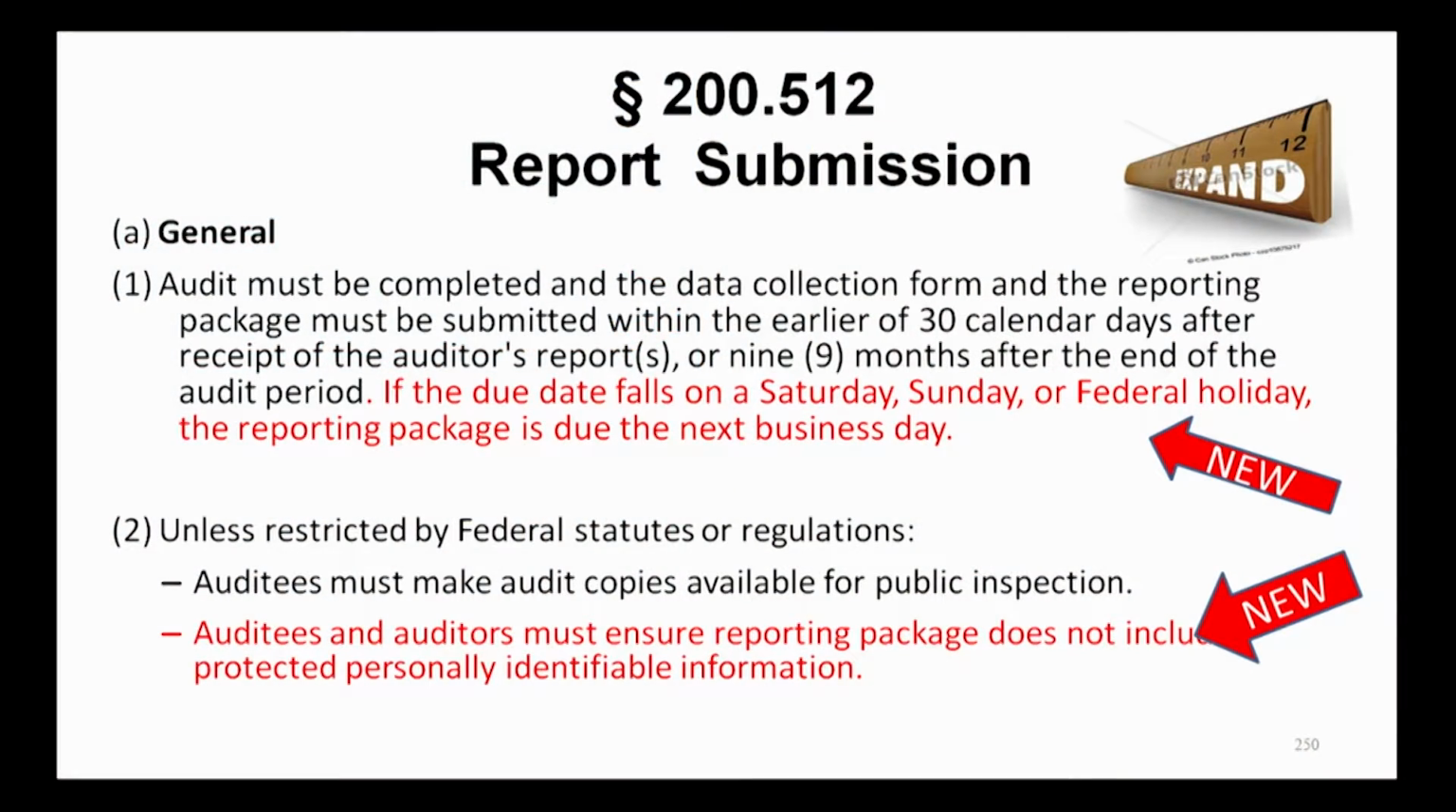512, paragraph A1, we only had 30 calendar days after, that was the verbiage for when the audit was due, 9 months after the end of the audit period. So now it's clarified, because unfortunately we do wait until the last minute. So I guess this has been an issue. It clarifies that if it falls on a Saturday, Sunday, or a federal holiday, the reporting package is due the next business day. So when you're writing that corrective action plan and getting that together, we have one more day. We have the weekend, and we can get it on Monday.